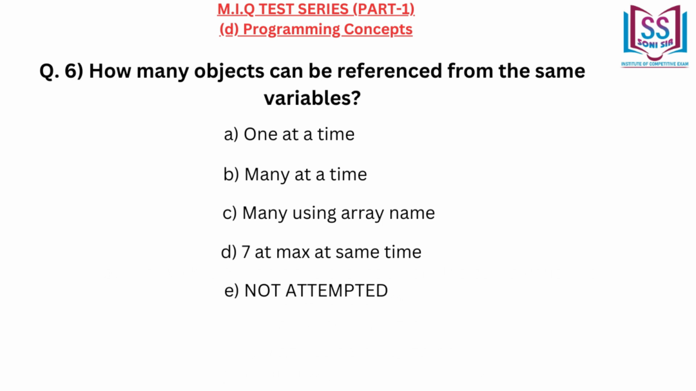How many objects can be referenced from the same variable? A. One at a time. B. Many at a time. C. Many using array name. D. 7 at maximum at same time.